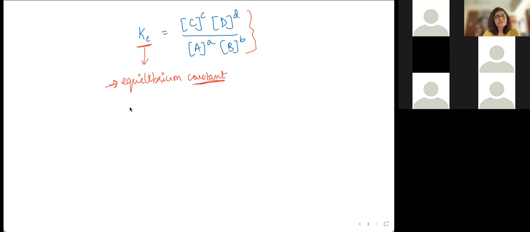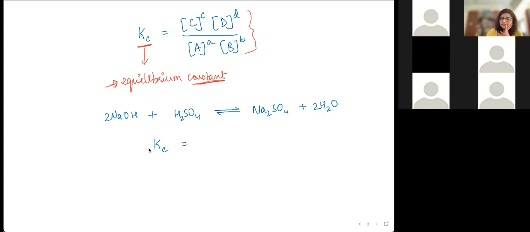I'll take a neutralization reaction, okay? HCl plus NaOH, or let's shake it up a bit: NaOH plus H2SO4. Let's say this is an equilibrium with what products? Na2SO4 plus H2O. Balance this equation. So it will be 2NaOH and 2H2O. Okay, first step, can you give me the expression for Kc for this particular reaction, the equilibrium constant?